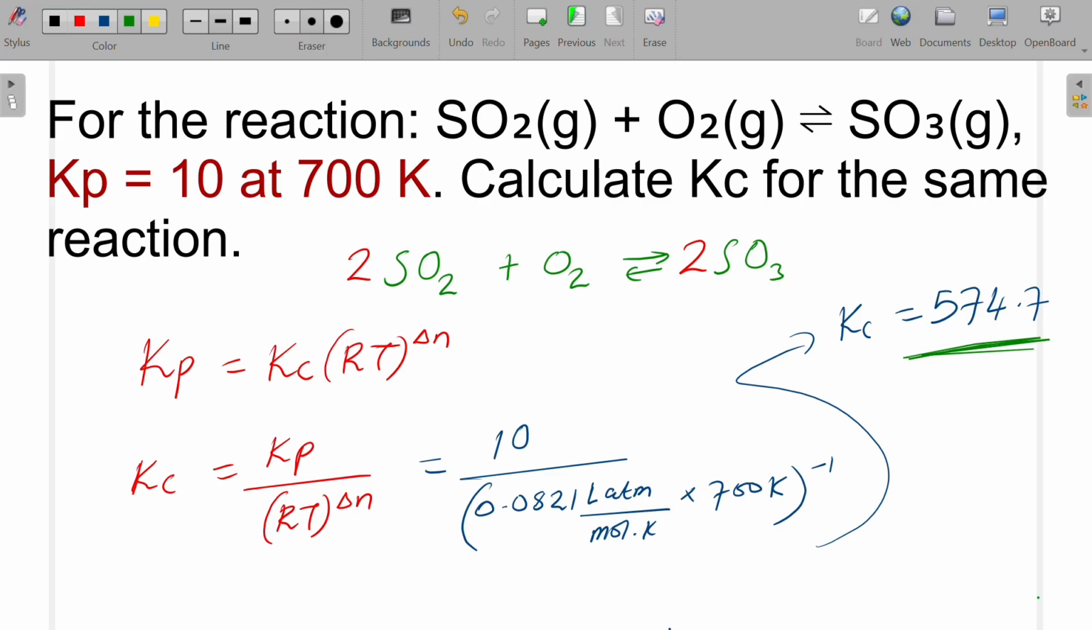So what we just need to know here is how to find the change in n, and also the relationship between Kp and Kc, the formula that we need to use. So this is the formula that we need to use for the relationship of Kp and Kc. So that's it for this video.